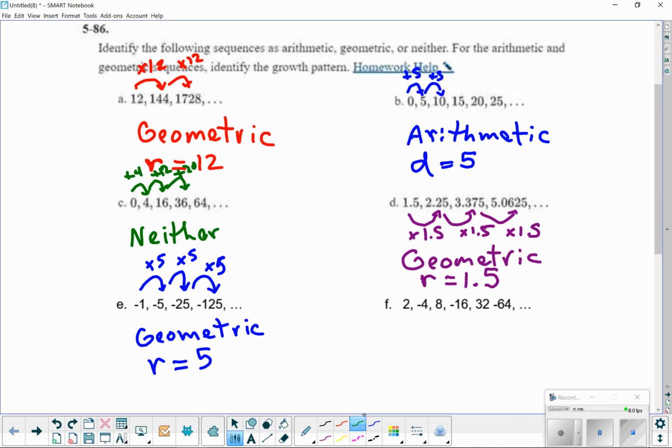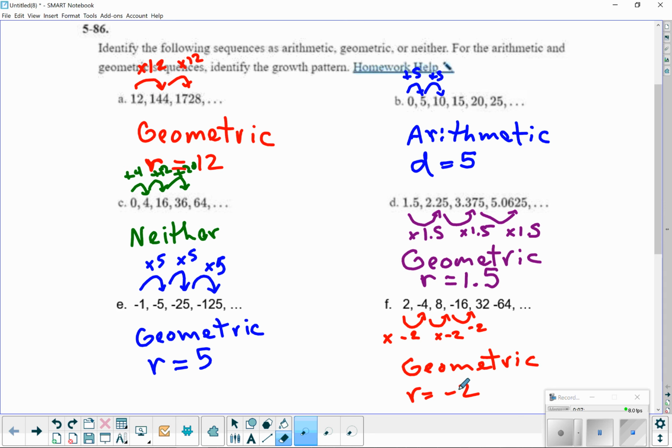Okay. And lastly, we have from 2 to negative 4. I think it's multiplied by negative 2. And then negative 4 to 8 looks like it's multiplied by negative 2 as well. And negative 8 times negative 2 is negative 16. So I know that this one is going to be geometric because it's multiplication. And this is r equals negative 2, meaning that I'm going to multiply by negative 2 to get my common ratio. All right.